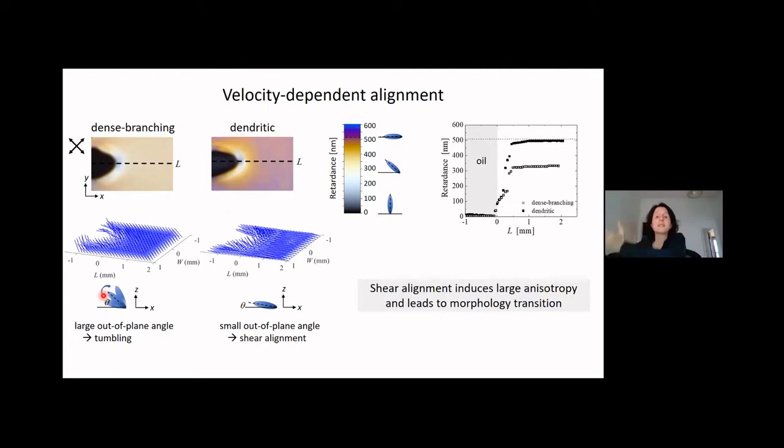However, beyond the critical value, the system eventually gets to a high value of retardance, which means a small out-of-plane angle. And so beyond a certain velocity, the liquid crystal finally shear aligns, adopting an equilibrium angle. And this shear alignment then induces a large enough anisotropy in the viscosity parallel and perpendicular to the alignment direction, which allows for the transition towards dendritic growth.